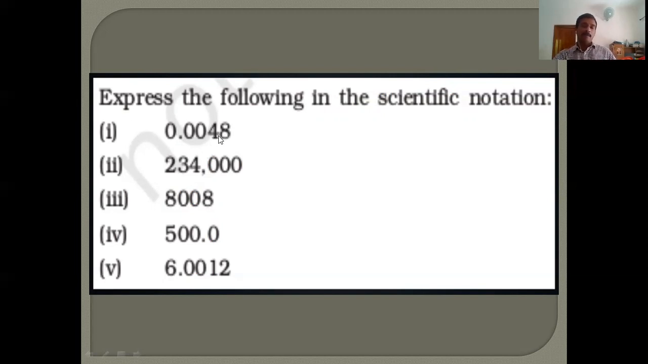How will you write it as 4.8? You have to move this decimal point 3 places to the right. If you are moving 3 places to the right, you have to multiply by 10 raised to minus 3. So 4.8 into 10 raised to minus 3 is the answer. Similarly, you write answers to the remaining questions, and it is enough for today.